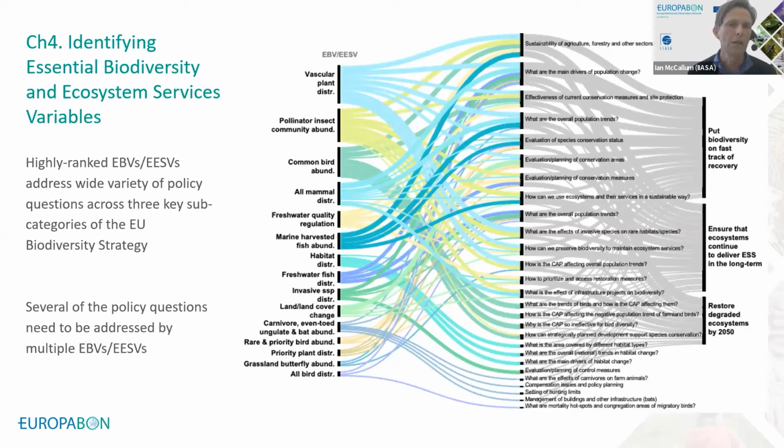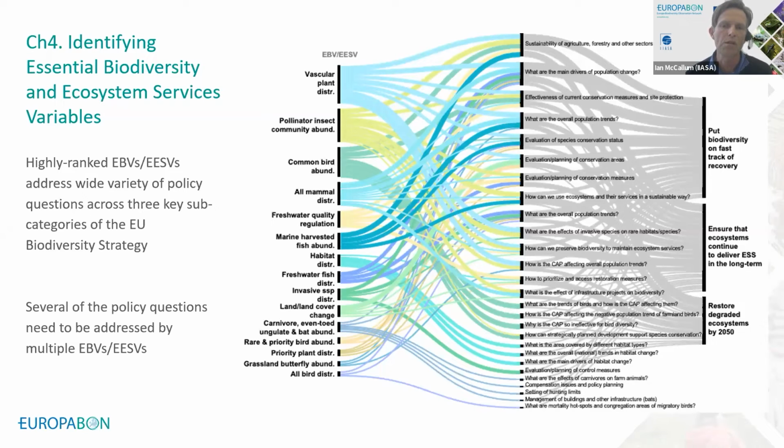Great. So looking here again at these same 15 highly ranked EBVs that are addressing these policy questions. In the middle, we see the policy questions which the EBVs can address. And what you notice here is that one EBV can potentially address multiple policy questions in many cases. And similarly, one policy question requires information from a variety of different EBVs. So it's really about putting these things together.